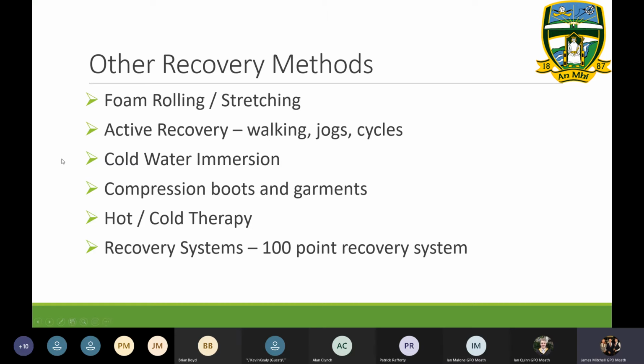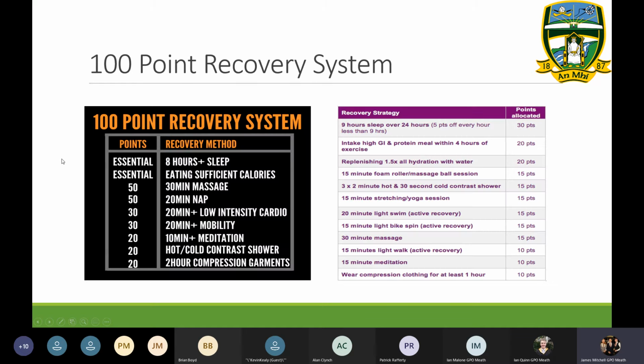If there's no other questions, I'll just flick on to my last couple of slides here, just on recovery systems. Okay, hopefully you can see that there. I just have two recovery systems, 100-point recovery systems they're called, that I picked up. These are just examples that I found. I suppose the first time I would have come across it is the AFL, who were quite prevalent for using the 100-point recovery system. And it's something that I would use at club level and county level.